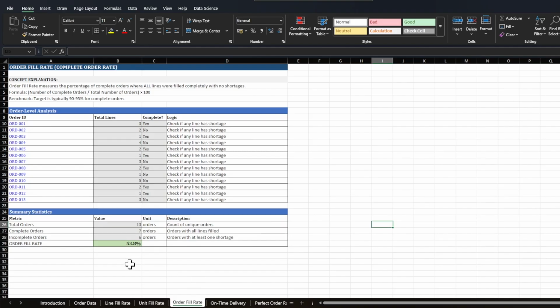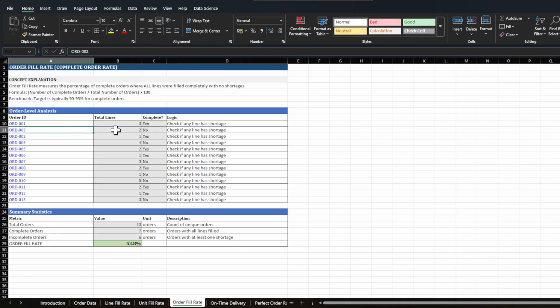So order fill rate measures the percentage of complete orders where all lines were filled completely with no shortage. So what we are doing here, we are checking how many orders we have. So we just copy all the orders and remove the duplicates. And then we are checking how many lines each of the orders has, and we can get it from the order data sheet. Now we are checking whether each of the lines is completely fulfilled or not. So if you see this order number 1, where we have 3 lines, it is completely filled.